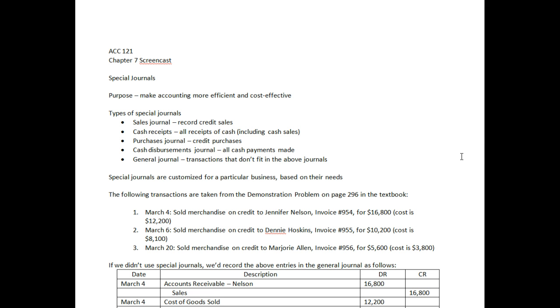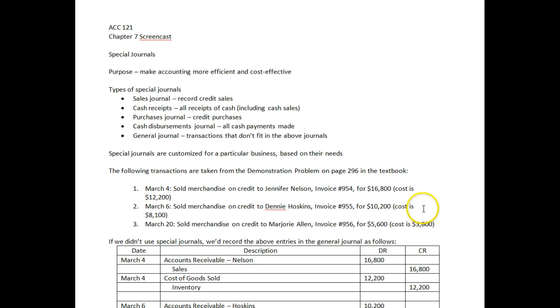Okay? So special journals are customized for a particular business based on your needs. So you'll see we have some in the book. And those are good general guidelines, but just keep in mind, depending on the type of business you're in, you may change some of the columns or the look of some of the journals, okay? Because the purpose is to make your life easier as an accountant, so we want to customize them as we need to.